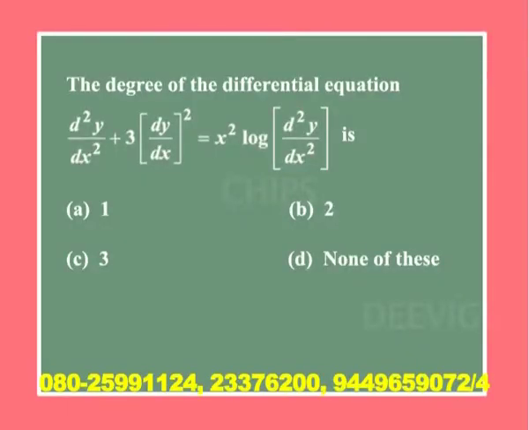The degree of the differential equation d square y by dx square plus 3 into dy by dx whole square is equal to x square into log of d square y by dx square is: option A 1, option B 2, option C 3 and option D none of these.